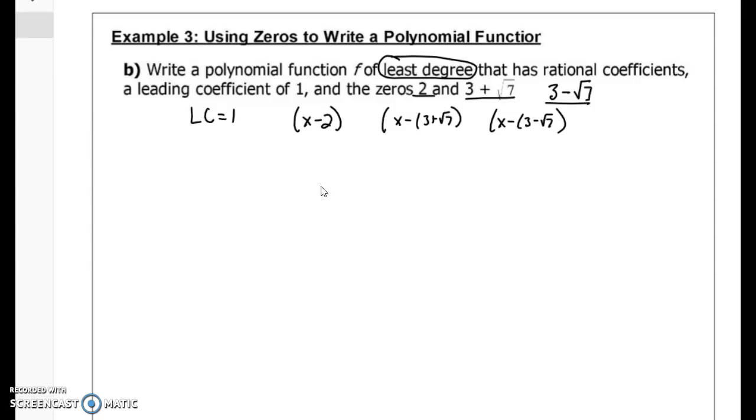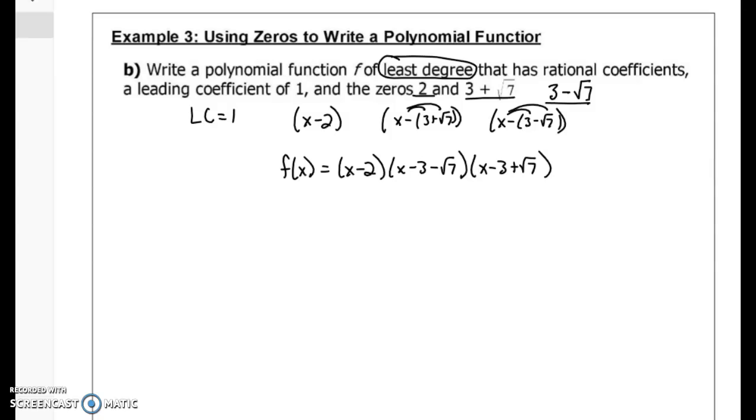So remember, what we did last time is we set it up to multiply. So f of x equals x minus 2. Now remember, I'm going to take this factor and simplify it a little bit. Sorry, I've got a parentheses there. And I'm going to distribute that negative. So I have x minus 3 minus square root 7. And same thing here, distribute that negative. So it's x minus 3 plus square root 7.